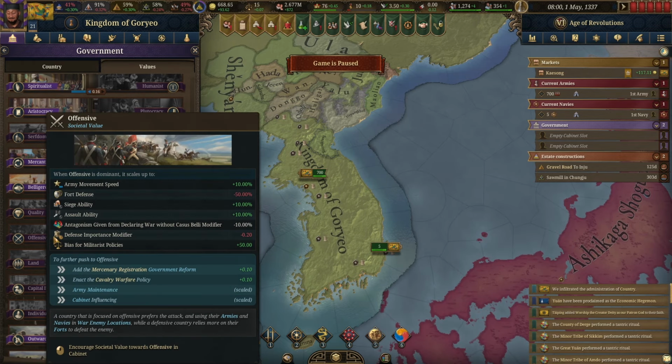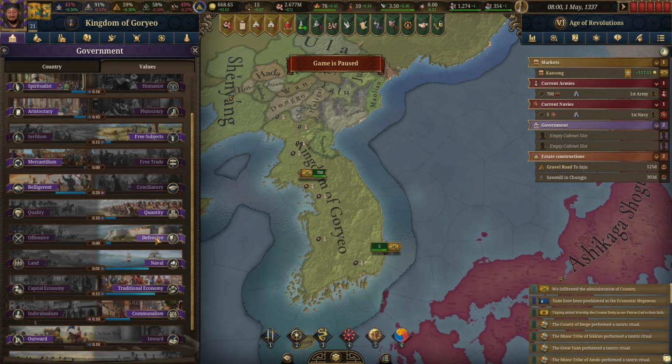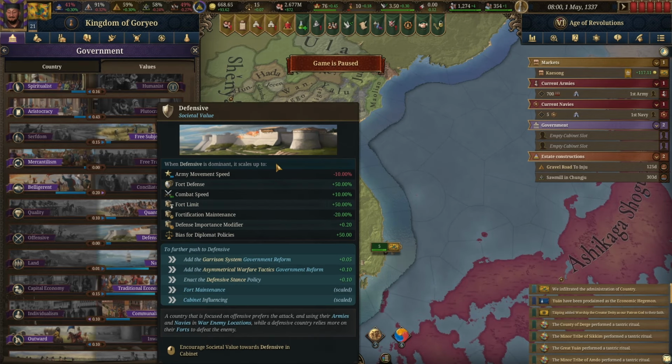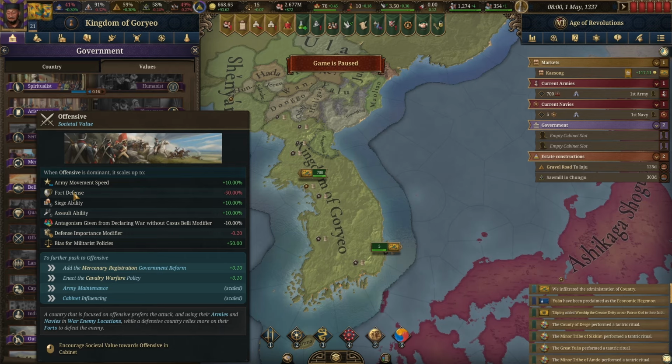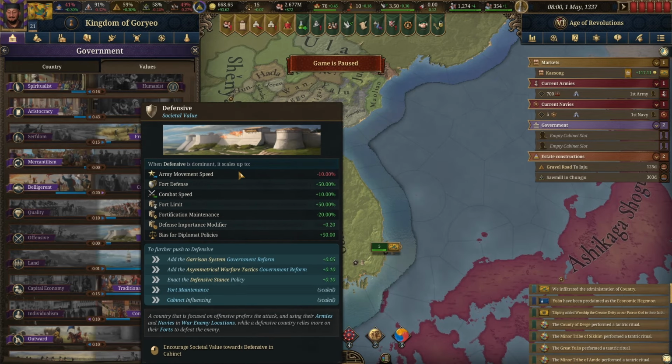Enough, we'll move on. Now let's look at offense versus defense. This should be pretty obvious. Offense makes your army faster, but it makes your forts a lot weaker at max level, minus 50% to your fort's defense. But it increases your siege ability and your assault ability. Whereas defensive decreases your army movement speed, but increases your fort defense by 50% and increases your combat speed.